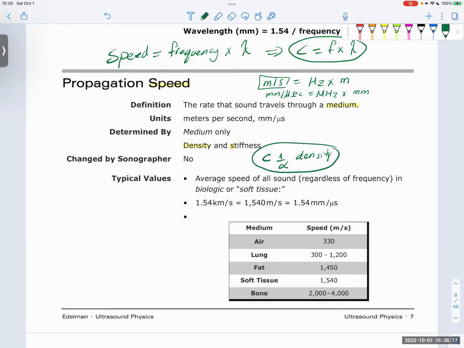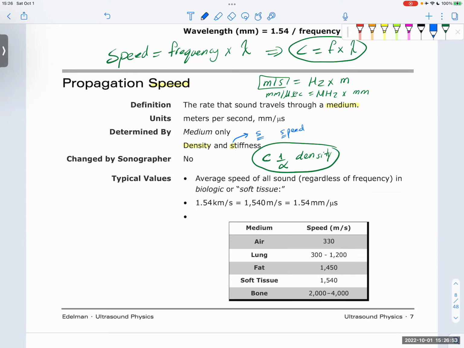Now, the second thing is the stiffness. Stiffness is different from density. This is very important, that stiffness is completely different from density. Density is mass within volume, higher density, again, more mass in that volume, so it will resist the sound wave. Whereas stiffness is like, it's solid, it's stiff, that will enable the ultrasound or the sound wave to propagate. And the way we remember it, and I think Edelman mentions that, the mnemonic is stiffness is the same as speed.